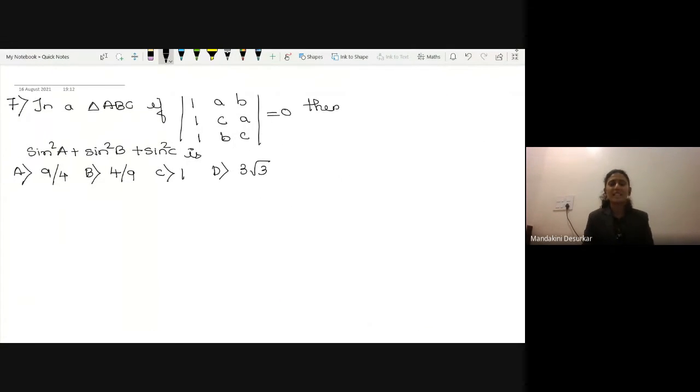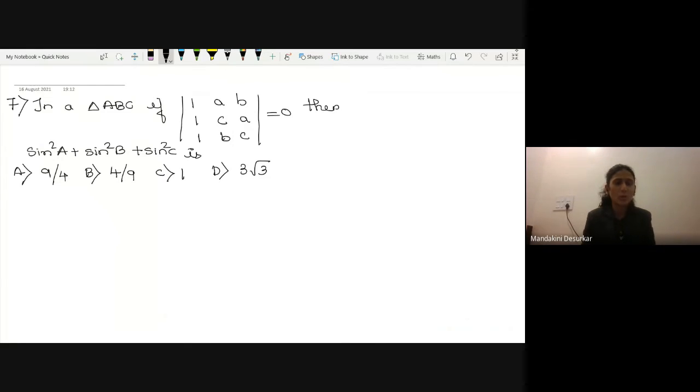What is the next example saying? Now the determinant is with respect to a triangle. In a triangle ABC, if this is my determinant, then what I need to prove is the value of the trigonometric function sine square A plus sine square B plus sine square C. If I look into this, it looks really difficult because it is with a trigonometric function.